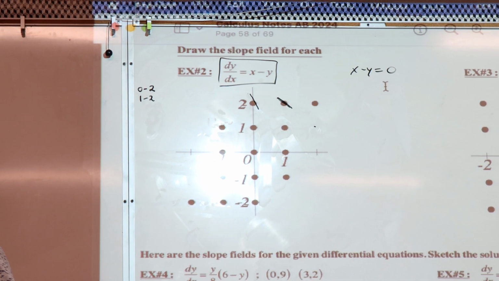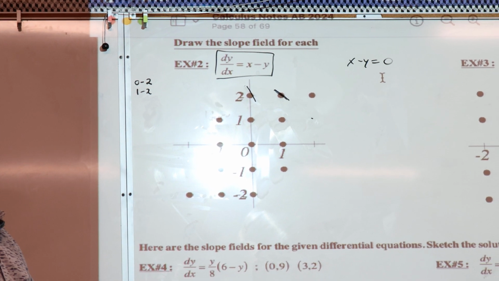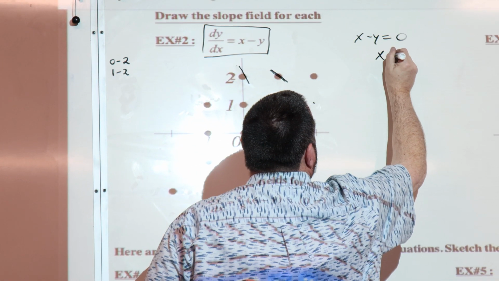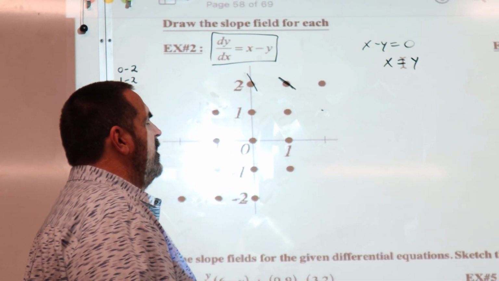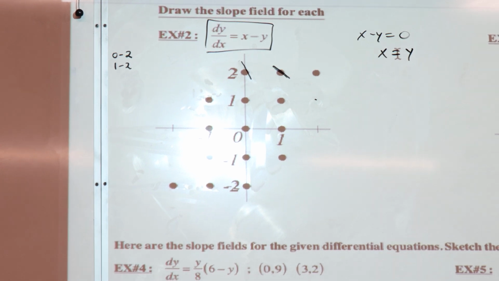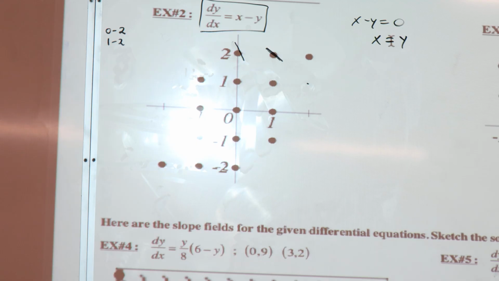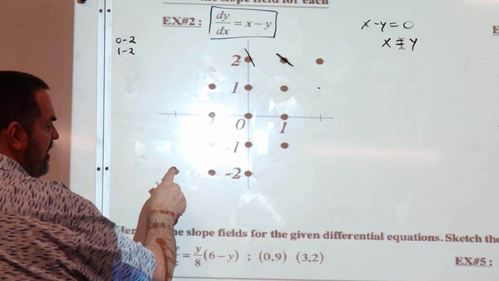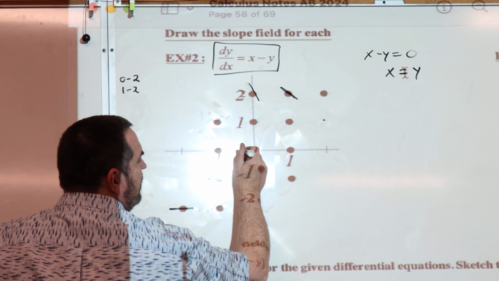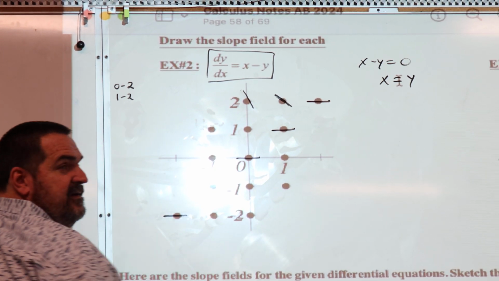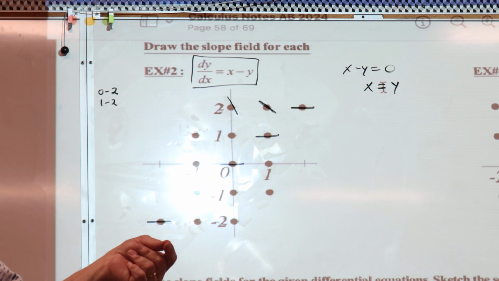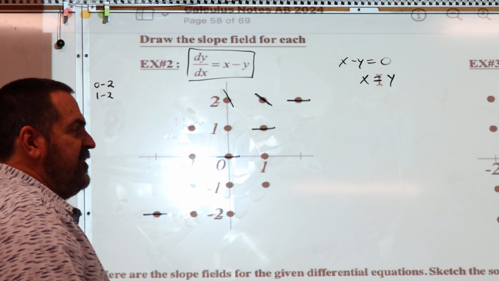What can I get from that? What can I do with the y? So if I send the y over, I get x equals y. So what are the points where x equals y? Give me some. What points are x equals y? 0, 0, 1, 1, 2, 2. So every one of these points, -2, -2, -1, -1, all these points are 0. So at every one of those, I get 0. Do you see how you can find the zeros quickly? So if you set your derivative equal to 0, you can find out where all the zeros are right off the bat.